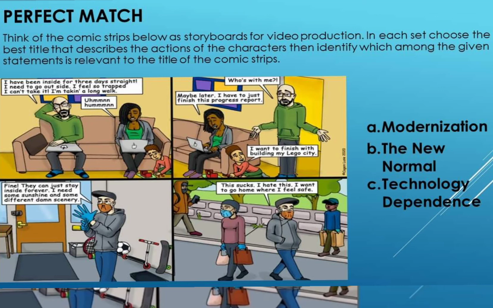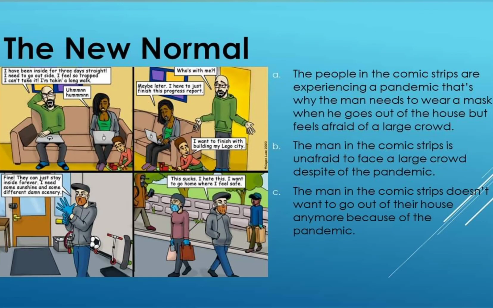Think of the comic strips below as storyboards for video production. In each set, choose the best title that describes the actions of the characters. Then, identify which among the given statements is relevant to the title of the comic strips. Let us study the first comic strips. What do you think is the best title for this? A. Modernization. B. The New Normal. C. Technology Dependence. Exactly! The best title for these comic strips is The New Normal.